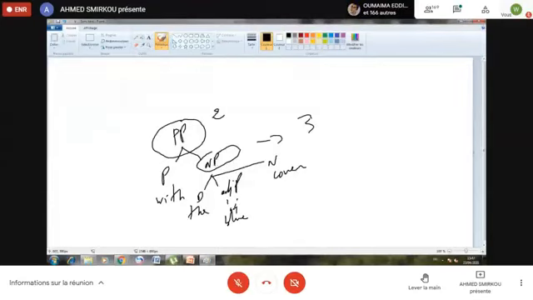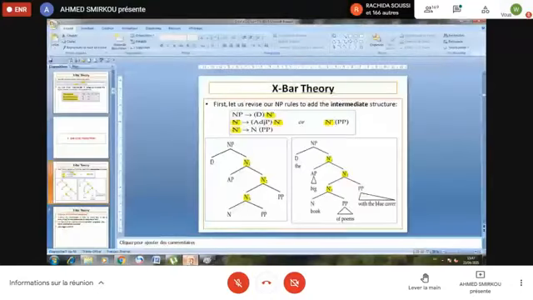Okay, this is another problem. The mother has only two branches, preposition and NP, and the daughter NP has three branches, determiner, adjective phrase, noun. So the mother normally should bear more than its daughter. So to solve this problem again is to use an intermediate category, where you have only two branches. Is there any question? Could you show us how you could solve that problem?